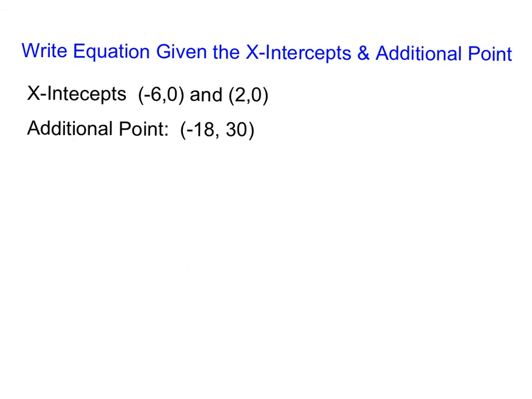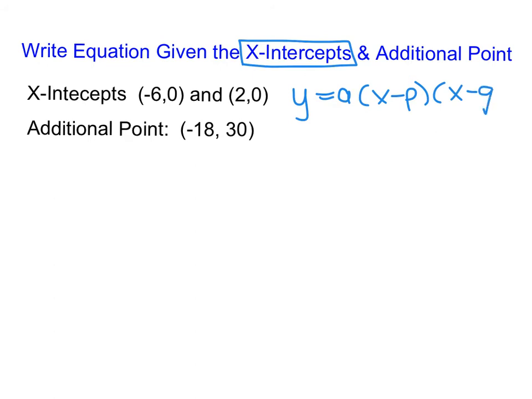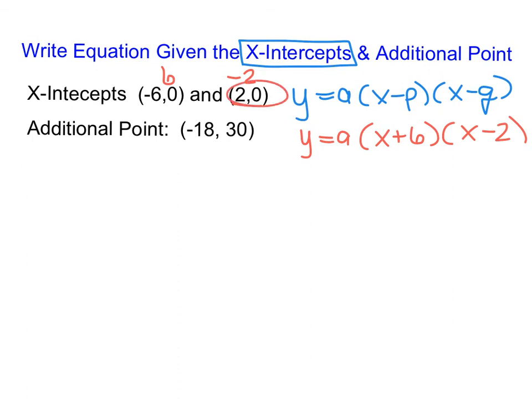So one more example here. Again, we're given the x-intercepts, so we're going to start in intercept form, which is y equals a, (x minus p) and (x minus q). And remember, those minus p and minus q's just mean opposite of our intercepts. So here our intercepts are negative 6 and 2, so the values going into our equation are 6 and negative 2. So we have y equals a, and then we have (x plus 6) and (x minus 2). So remember, it's the opposite of our intercepts.